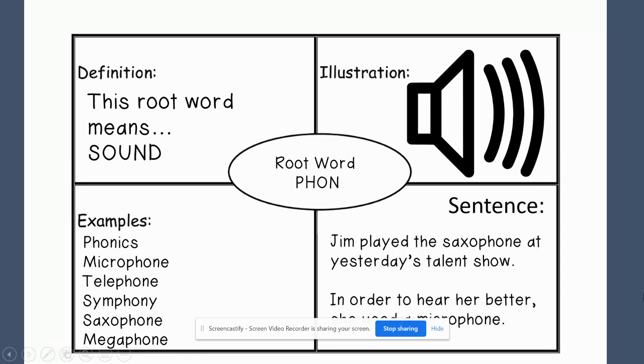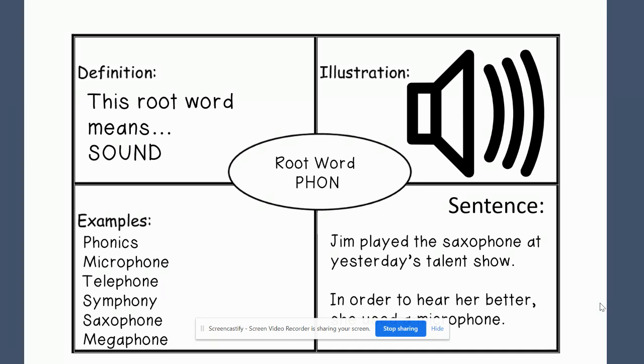So some sentences to represent this root word phone, one would be that Jim played the saxophone at yesterday's talent show. So again, that's an instrument that some people choose to play, and it actually sounds really cool. And then another one was, in order to hear her better, she used a microphone. So some of these make sound louder, some of these just produce sound, some of these help communicate sound.